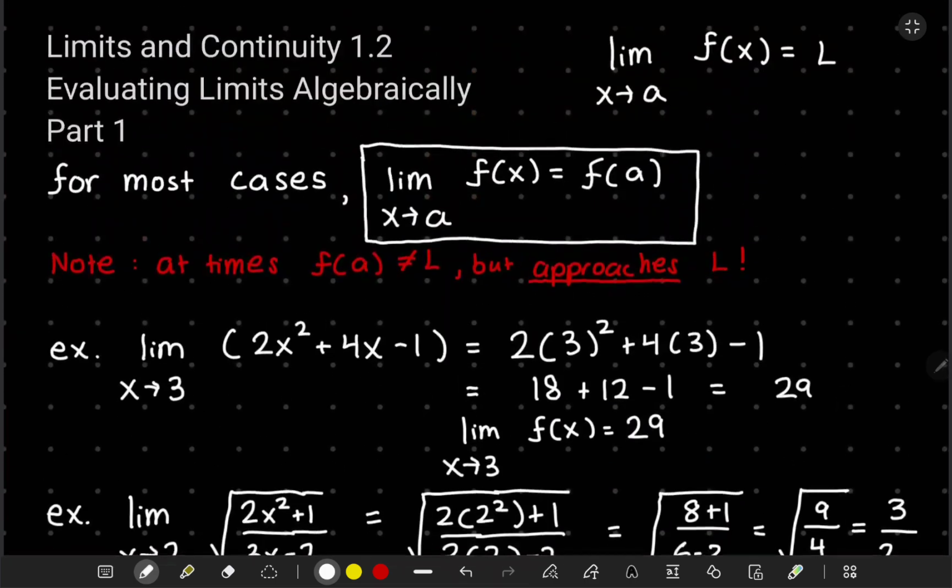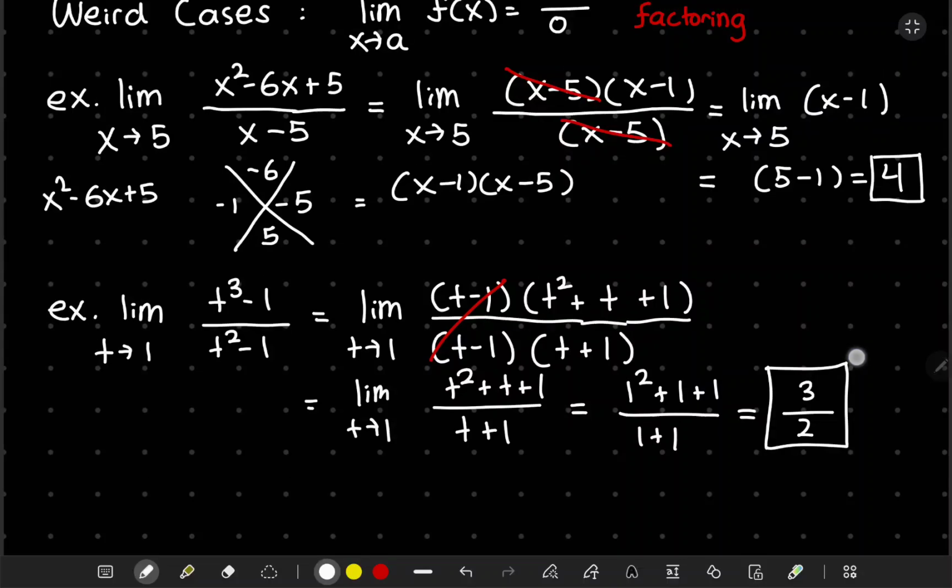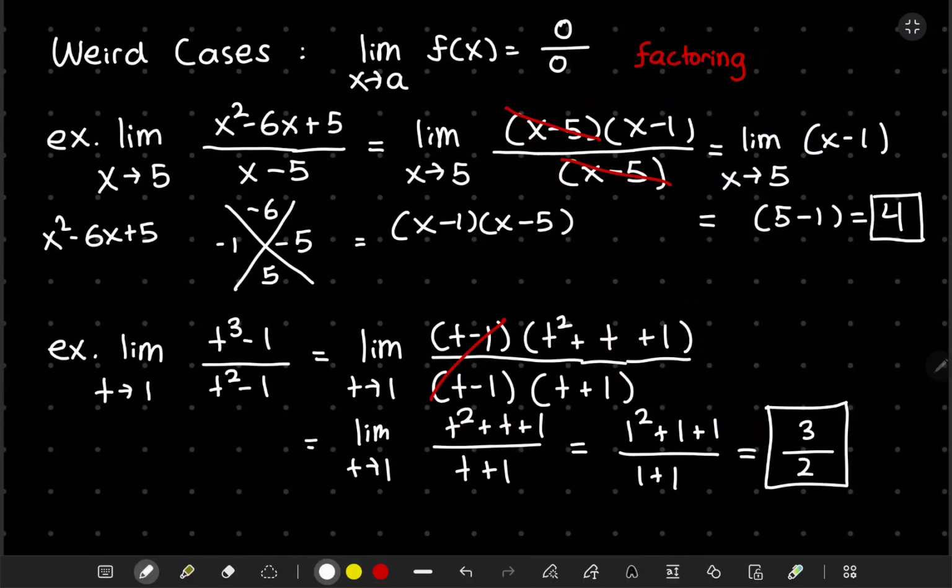And so that's the basics of how to evaluate limits algebraically. I know we only went through 2 examples of the weird cases, and I will say that for our course, there are a lot more weird cases. But don't worry, we're going to go through all of them and see how to do that.